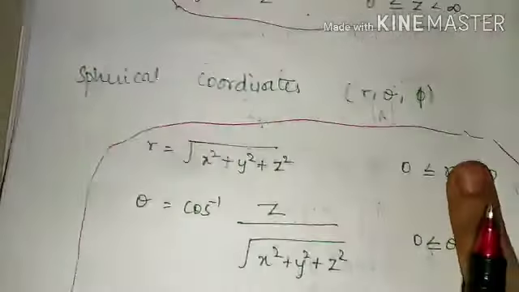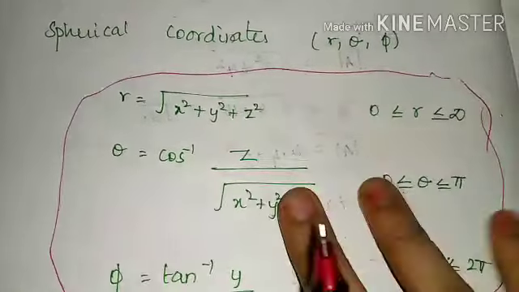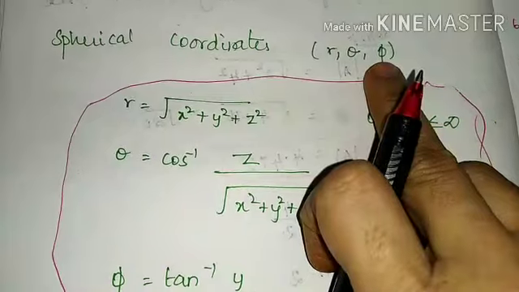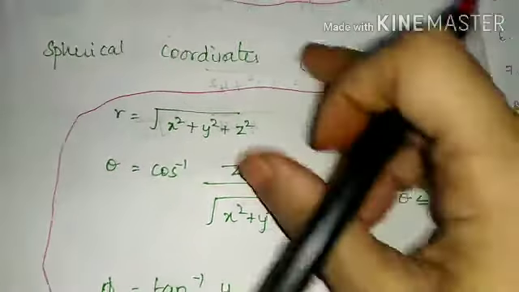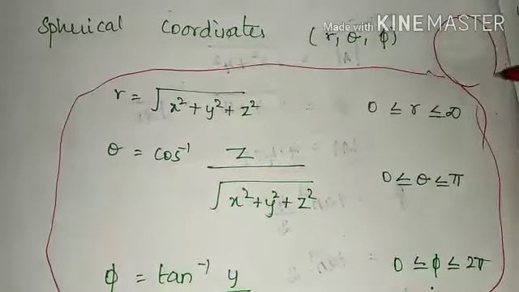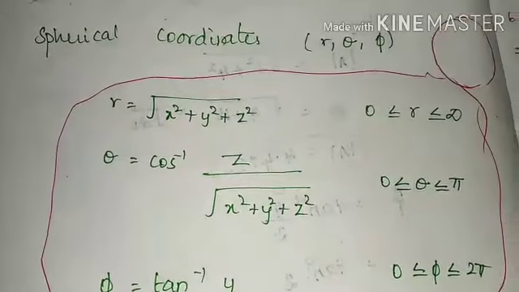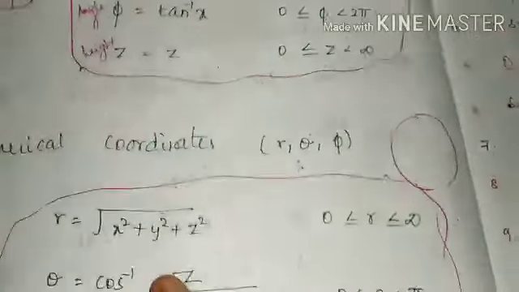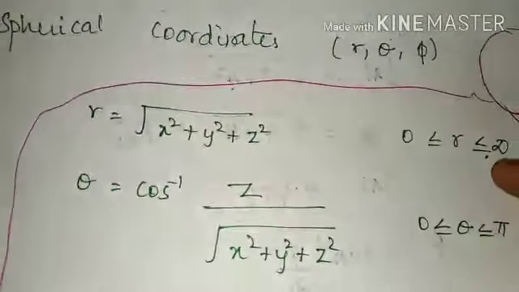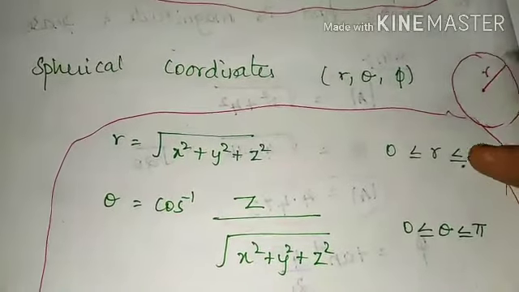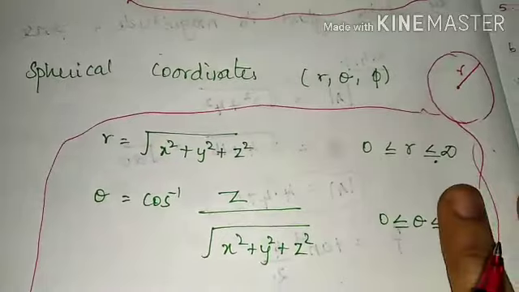Then our next coordinate system is spherical coordinate system. In the spherical coordinate system, we have r, theta and phi. Let us assume one sphere. Consider this a sphere. In the sphere we have a radius, right? That radius is said to be r.